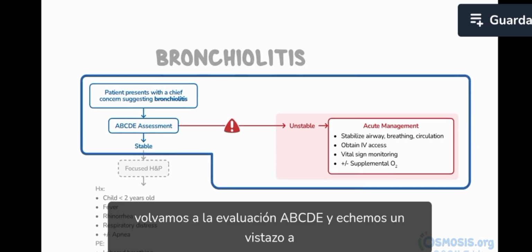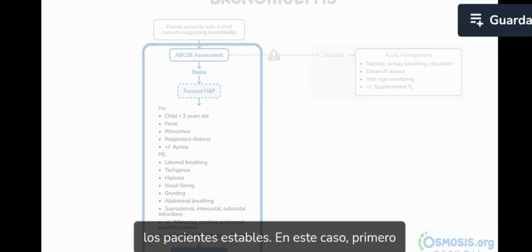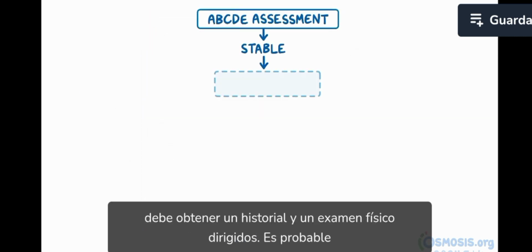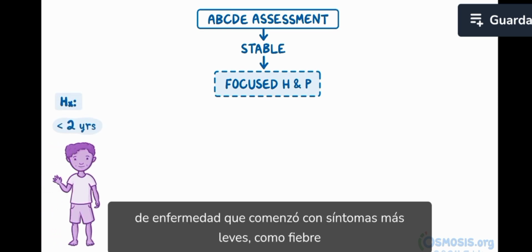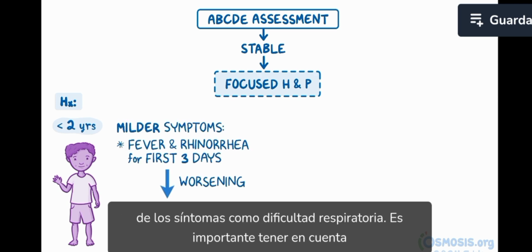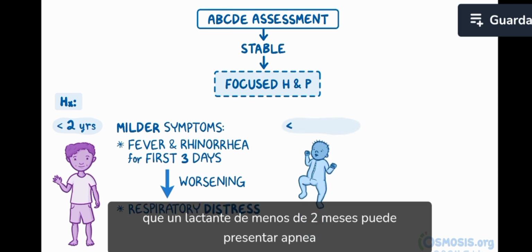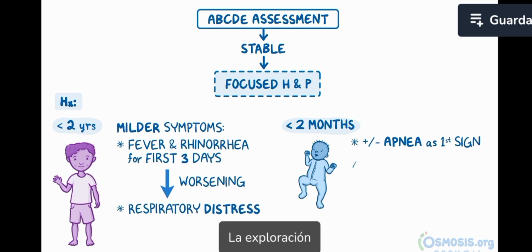Now, let's go back to the ABCDE assessment and take a look at stable patients. In this case, you should first obtain a focused history and physical exam. Your patient is likely to be under 2 years of age, with a history of illness that started with milder symptoms, such as fever and rhinorrhea for the first 3 days, followed by a worsening of symptoms like respiratory distress. It's important to note that a young infant under 2 months of age could present with apnea as their first sign in the absence of any other symptoms.